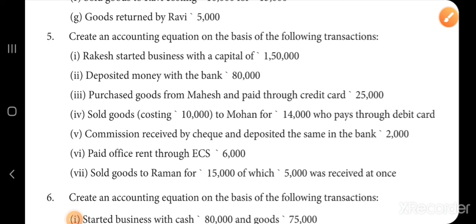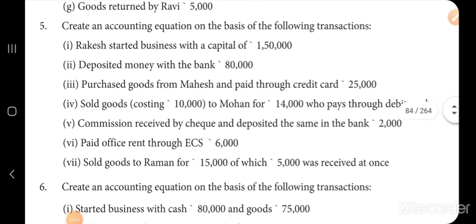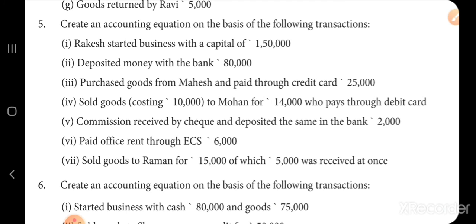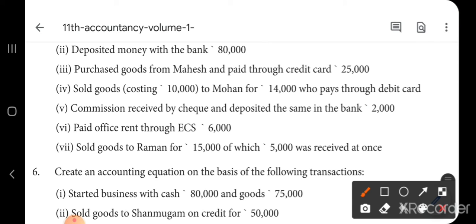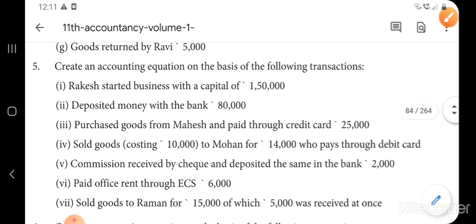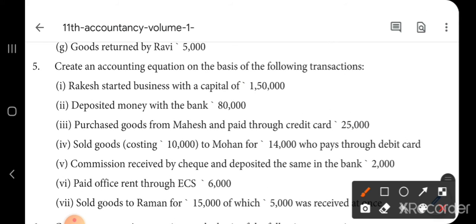Exercise 5. Create an accounting equation on the basis of the following transactions. Rakesh started business with capital of 1,50,000. That means cash is increasing by 1,50,000 and the capital is also increasing by 1,50,000. Deposited money with the bank, meaning when you deposit money, your cash balance is reduced by 80,000 and the balance in your bank will get increased by 80,000.